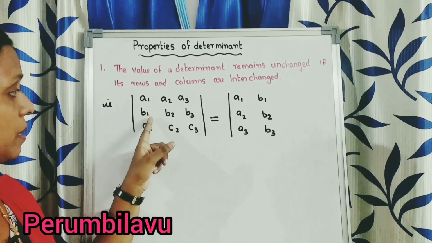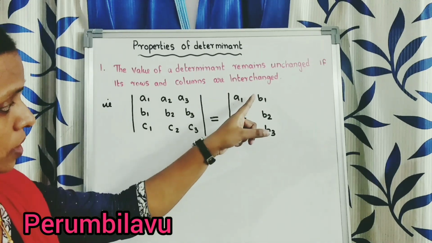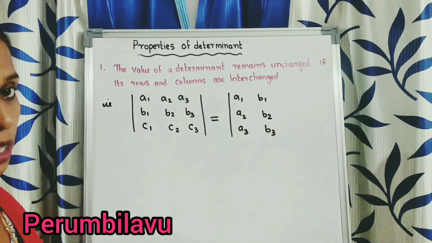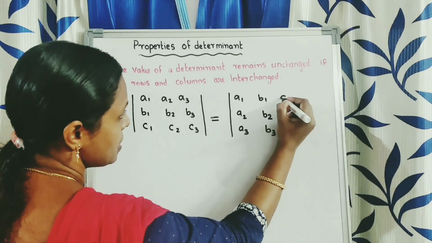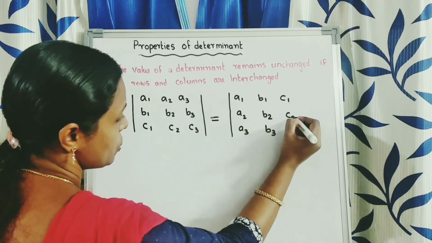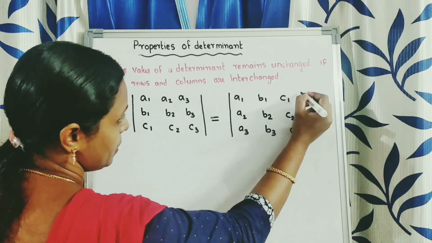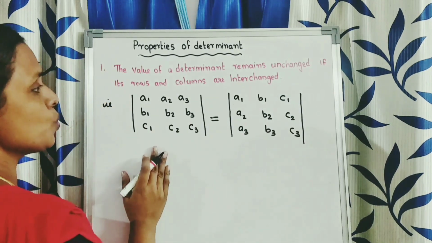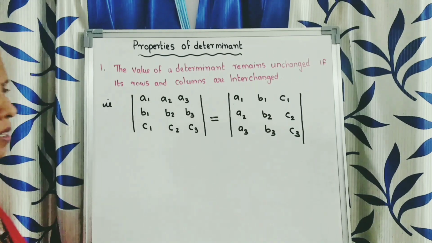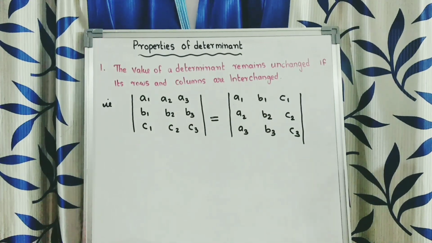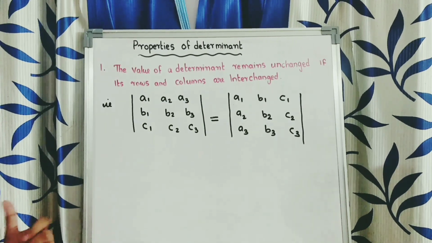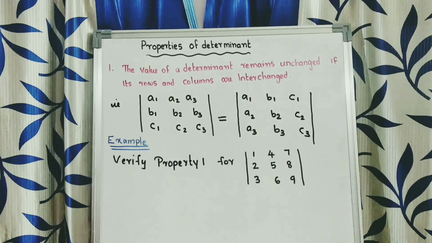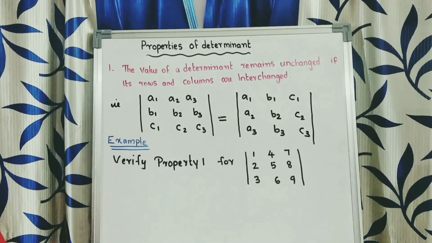The second row B1, B2, B3 becomes the second column, that is B1, B2, B3. The third row C1, C2, C3 becomes the third column, C1, C2, C3. Property 1 says these two determinants are equal. That means the value of a determinant remains unchanged if its rows and columns are interchanged. Clear? Example: verify property 1.